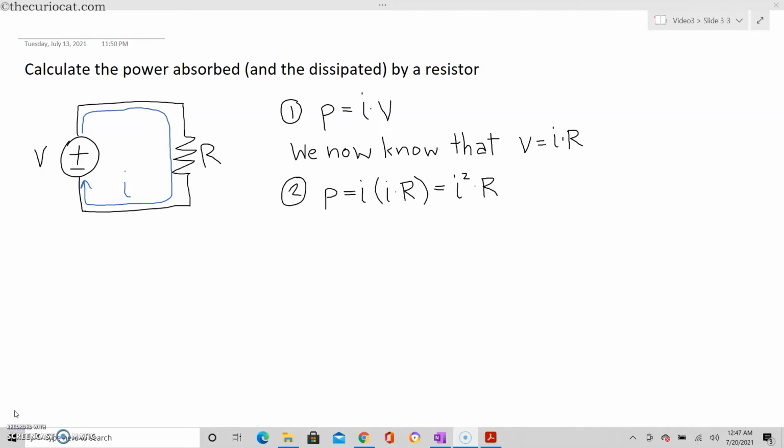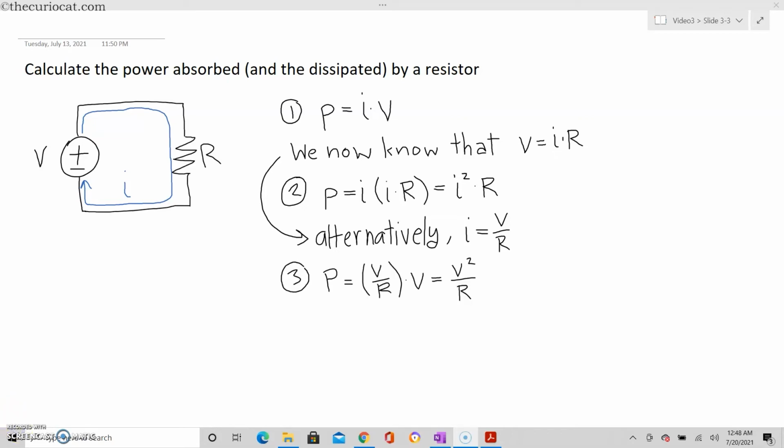However, you could take V equals IR and solve for I. Now substituting this expression into P equals IV gives us a third formula for power. There is more to learn about resistors, but we will stop here and cover the other information in later videos.